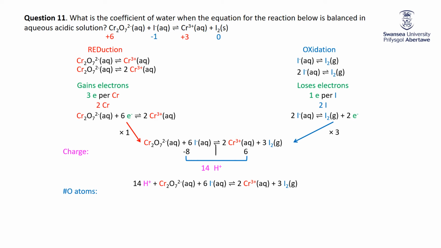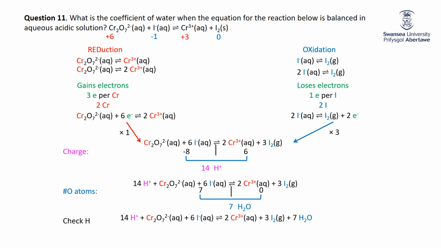Next, examination of the oxygen atoms. 7 on the left-hand side, none on the right-hand side. Obviously, a difference of 7. We're in aqueous solution, so we use water in the equation to balance those out and put those waters on the side that needs more oxygen, so obviously the right-hand side, giving us this species. And then finally, we'll check with the hydrogens. We've got 14 hydrogens on the left. We have 7 times 2, or 14 hydrogens on the right. And so we are nicely balanced.